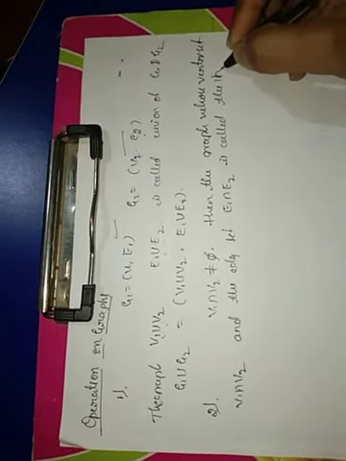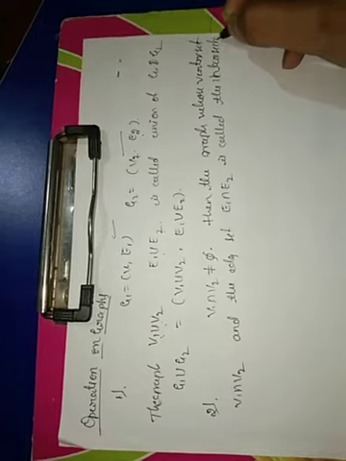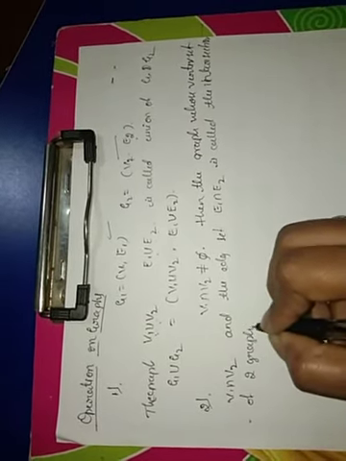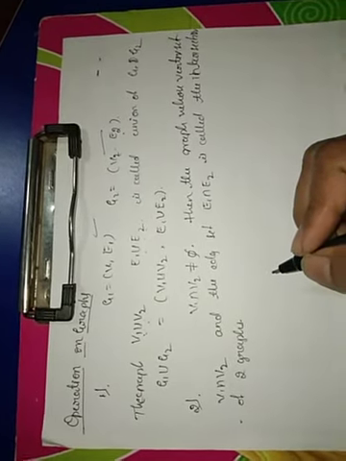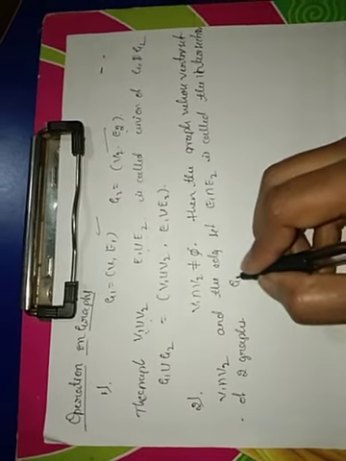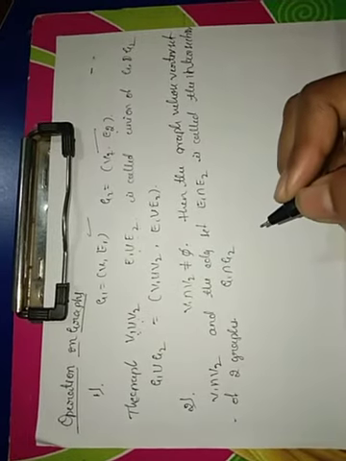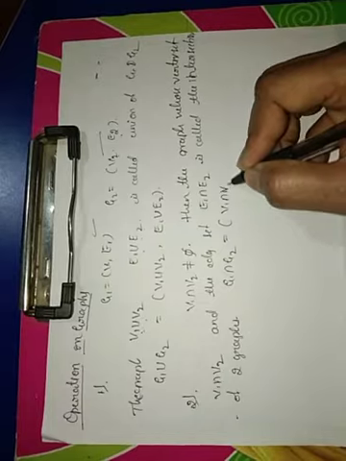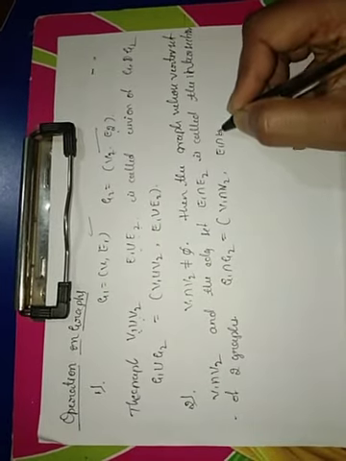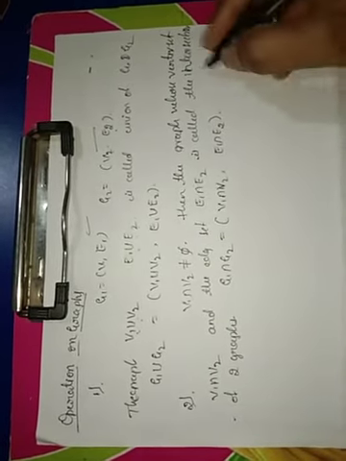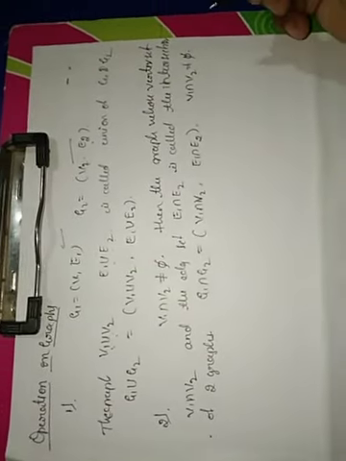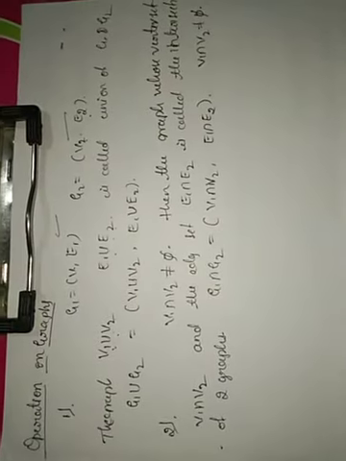It is called the intersection of two graphs, and it will be denoted by G1 intersection G2 is equal to V1 intersection V2, E1 intersection E2, where V1 intersection V2 is not equal to a null set. So that graph will be called the intersection of the two graphs.